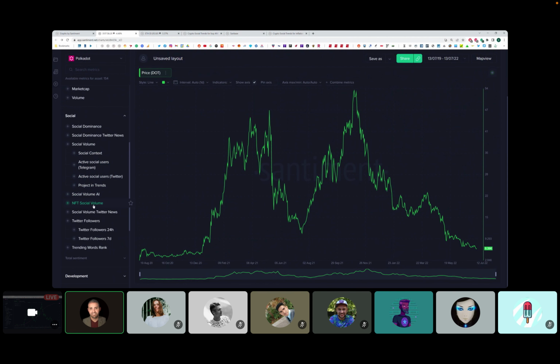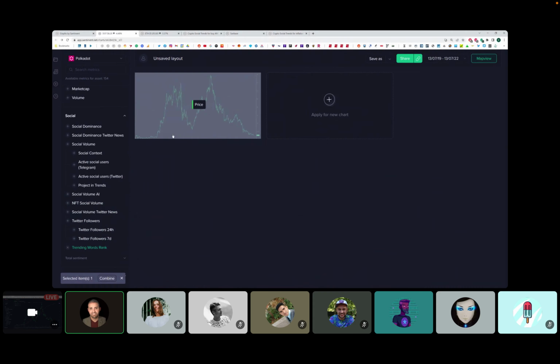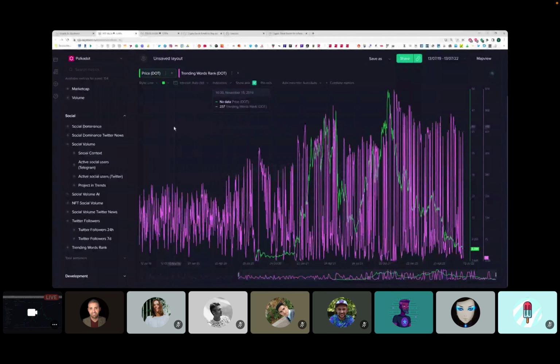NFT social volume, I mean, it's pretty in the weeds. It's basically related to NFTs that are associated with the asset. Trending words rank. So this is how often words that are associated with Polkadot are jumping onto a top 10 trending word in our countdown, which I'll show you in just a moment.